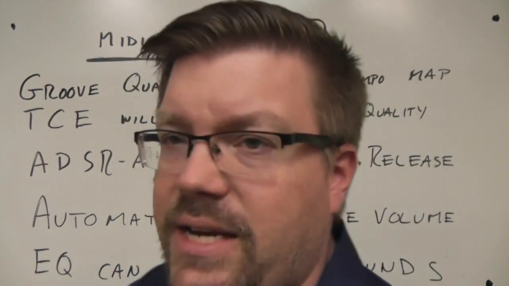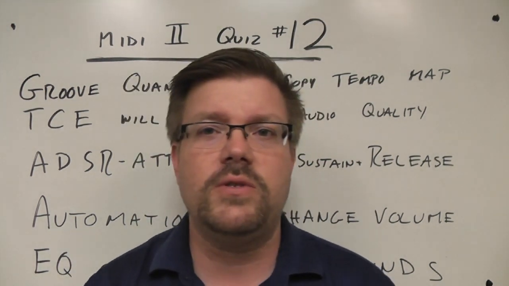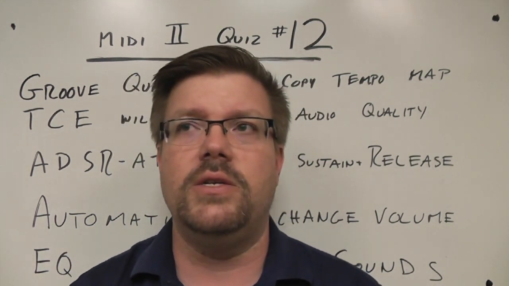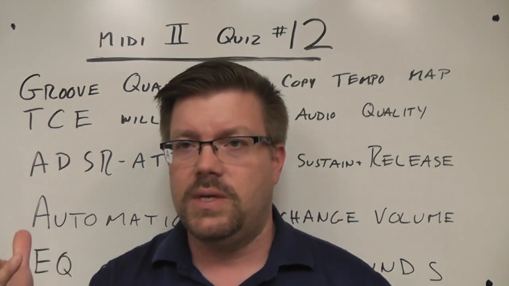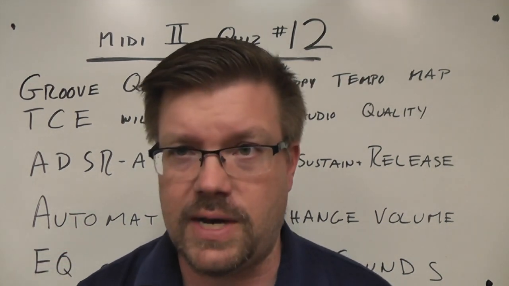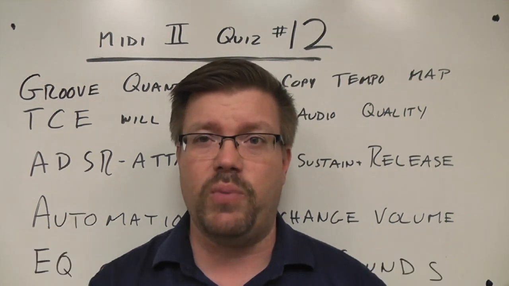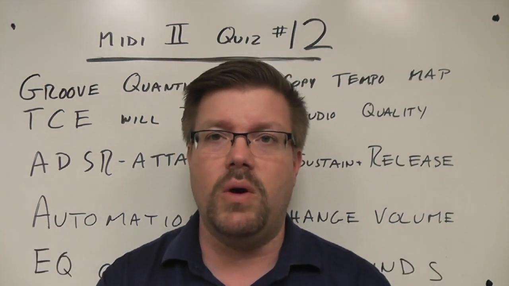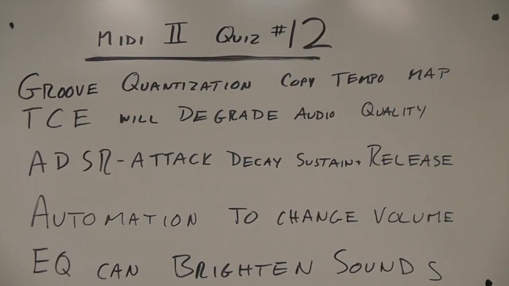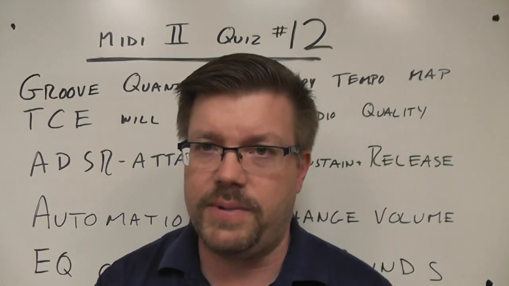All right, automation is the tool that we use to control individual volumes on a track. There are many other things we can use automation for, obviously. Basically, any parameter can be automated in most DAWs, but here in particular we're talking about volumes. We want volumes to go up and down throughout the song.